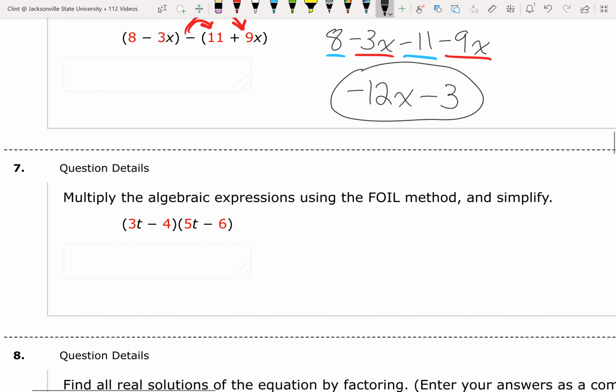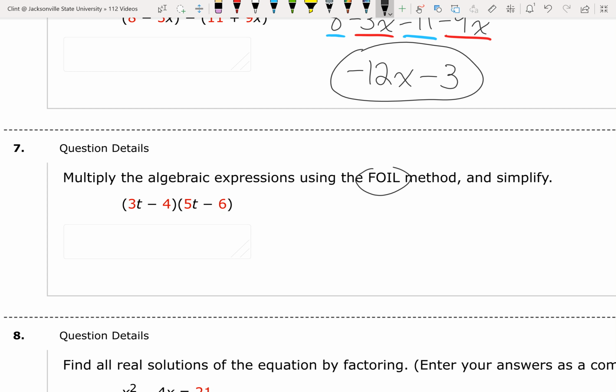Number 7 is multiply using the FOIL method. Okay, first, outer, inner, last. That's what that stands for, remember. And this one uses t. I don't like using t very often because it's easy to get confused with the plus sign. But you just have to be really careful using your t's. And so here if we do the first terms, 3t times 5t will be 15t. Let's see if I can write that. So I put a curly tail on my t is usually what I do. And then we have 3t times negative 6. So that would be negative 18t.